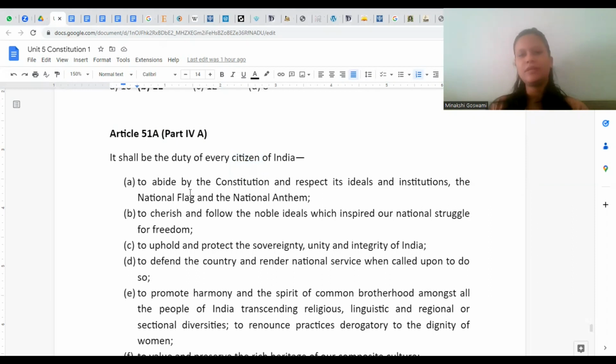So these are the duties we have. First of all, to abide by the Constitution and respect its ideals and institutions, the national flag and the national anthem. It's a duty imposed on citizens that we respect our national flag, we respect the national anthem, we respect the Constitution, we follow the Constitution and whatever ideals are mentioned in it. There was a national anthem case that I mentioned in fundamental rights. Do you remember that national anthem case?